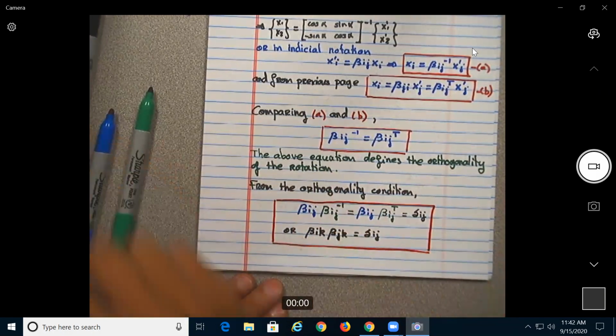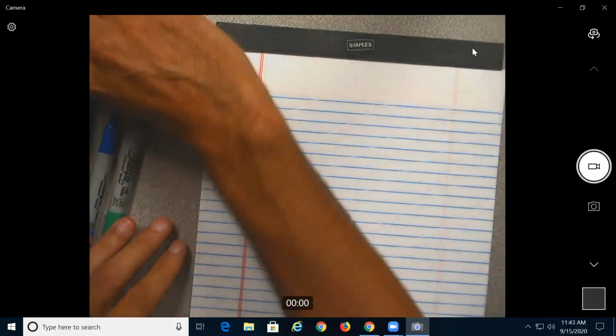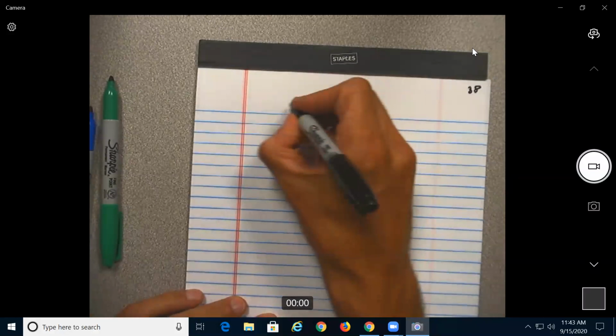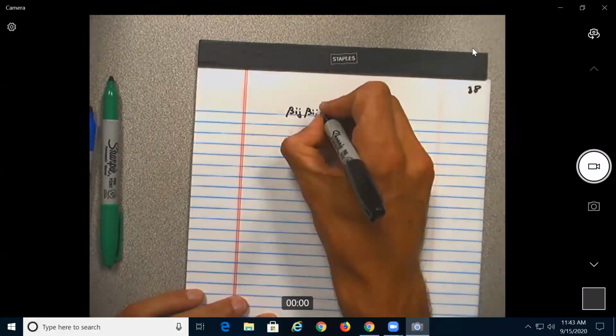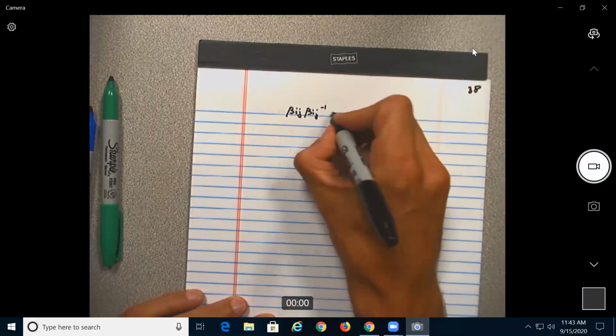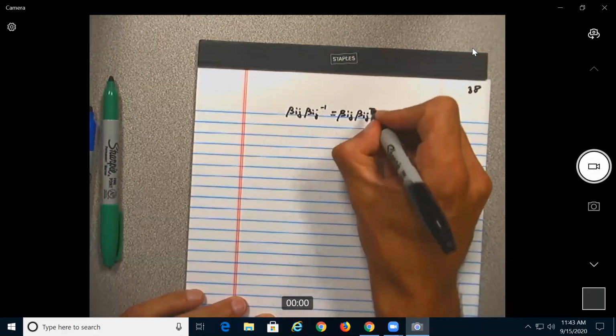Probably we don't need to do it, but let's do it anyway, because it's always easier once you have index notation. It helps a lot to write things down, but it doesn't help to visualize anything. It makes it very hard to visualize, and that's why it's generally not taught at the undergraduate level. If we rewrite the equation, beta ij minus 1 equal to beta ij transpose, this will give us what?